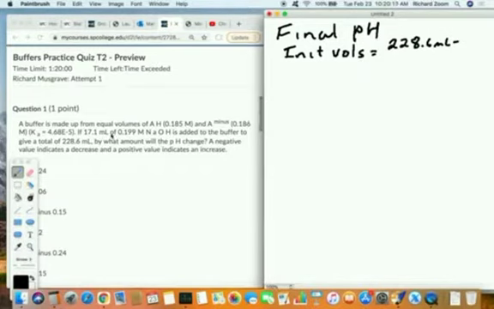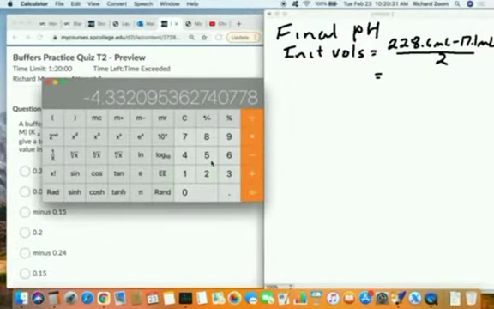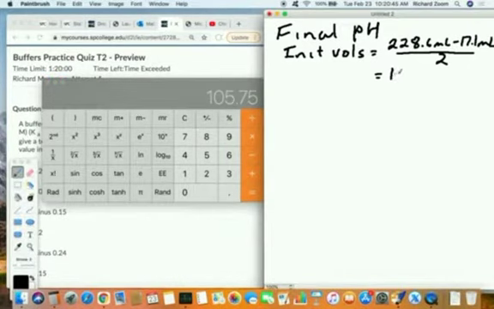We subtract out the amount of 17.1 mils for the sodium hydroxide and divide that by 2. The reason is because it's made from equal volumes. So when we do the math on that, we have 228.6 minus 17.1, divide that by 2, and that's going to be 105.8 mils, and that's for the initial volumes of each of those.